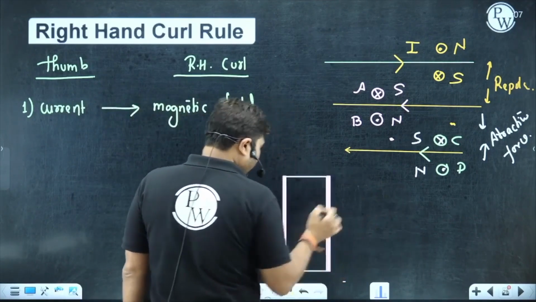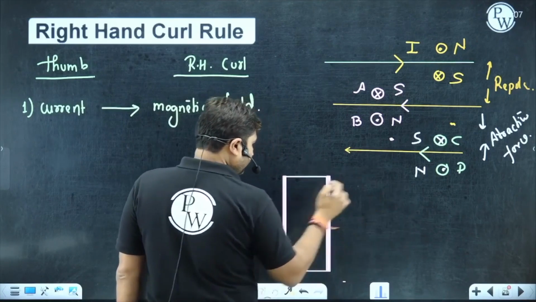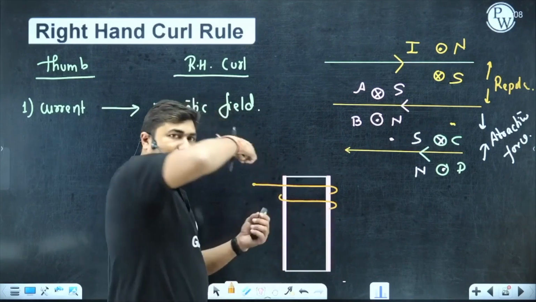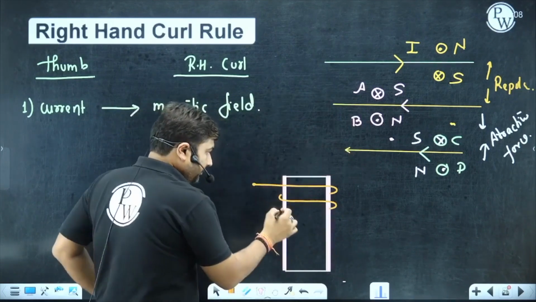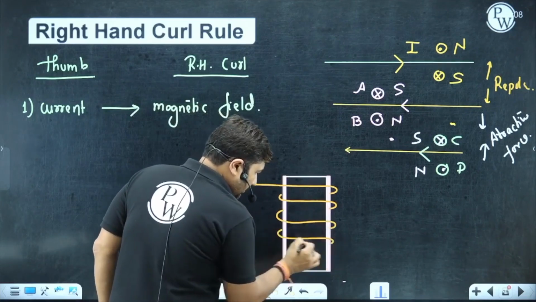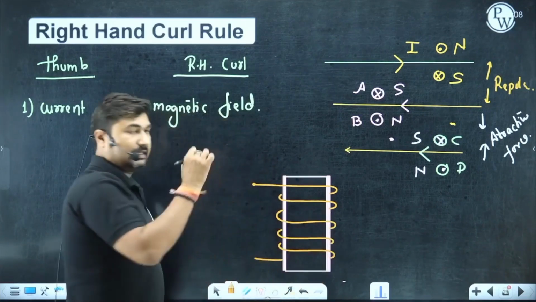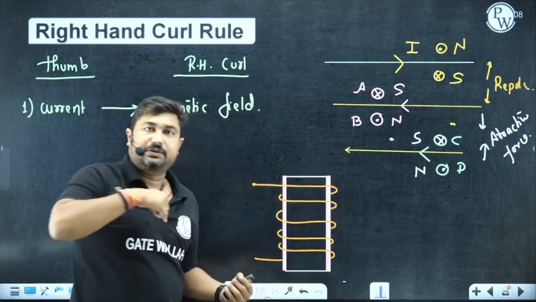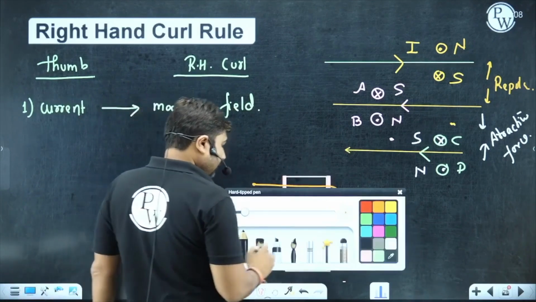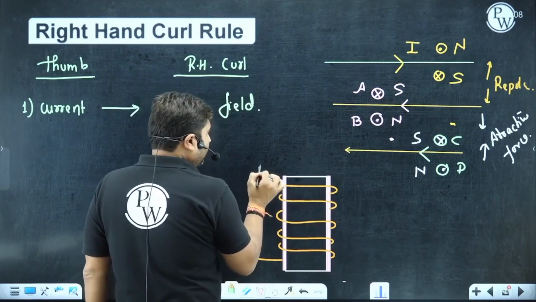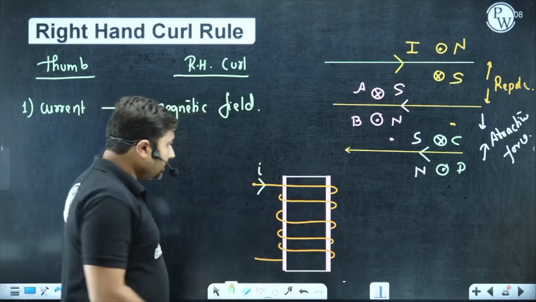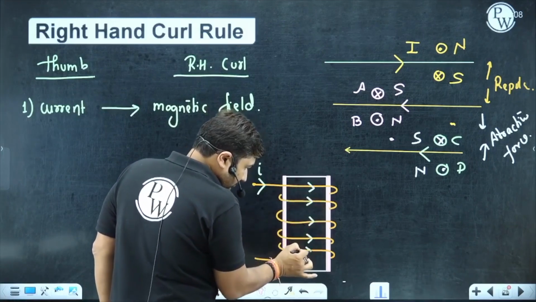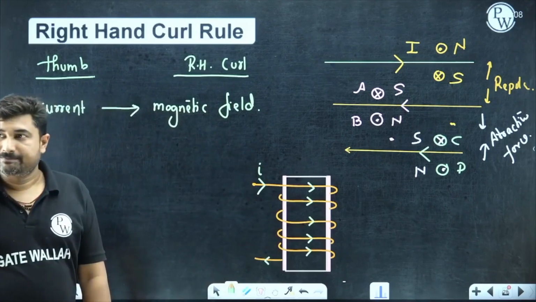Over that, I'm going to wound a wire. Suppose I am going to wound a wire in this way. Please try to feel it. It is like that. So the wire is wounded in this manner. And suppose I'm giving a current I. So this current I is going to flow in the wire in this manner.